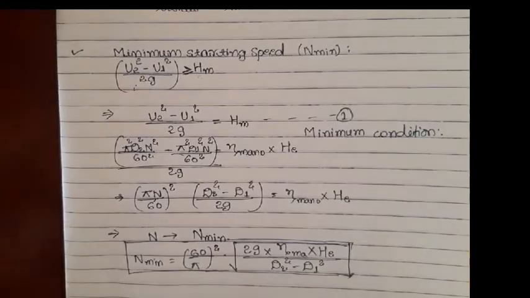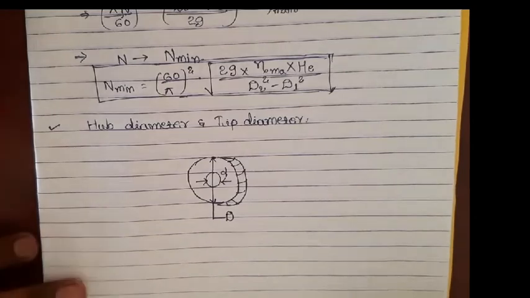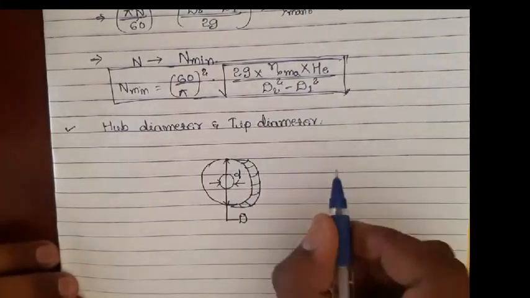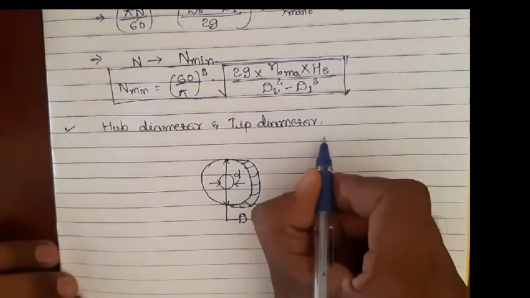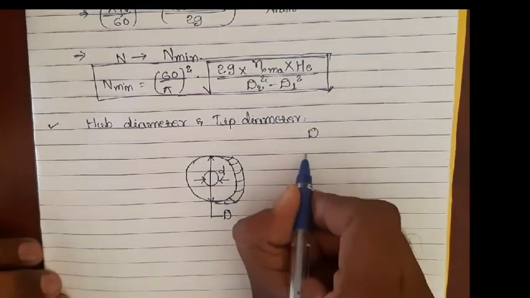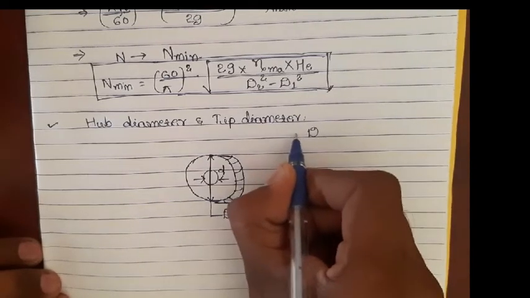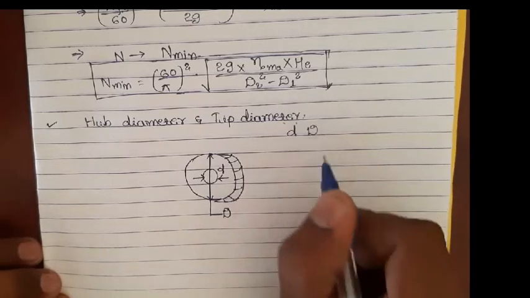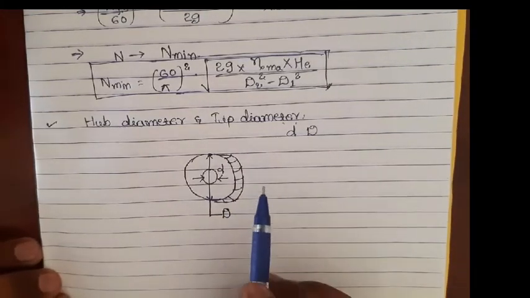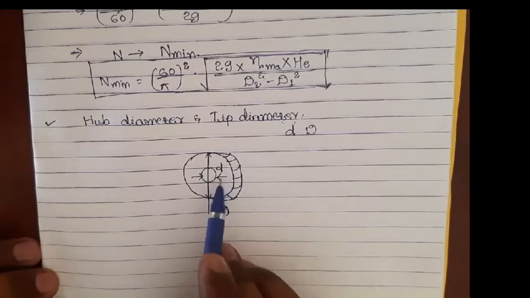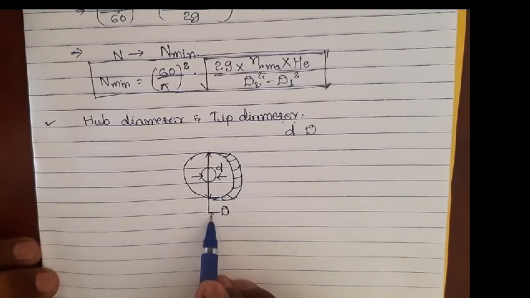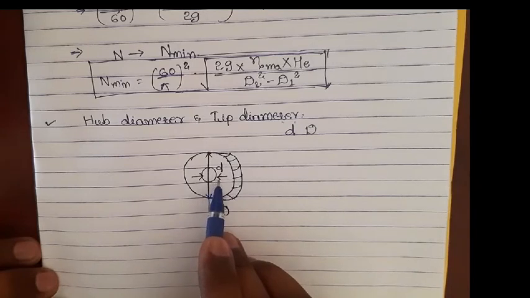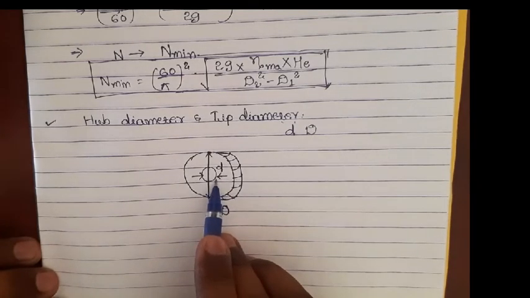the suction. So going to the next concept, which is hub diameter and tip diameter. Basically in the problems you will come across, you need to find out the hub diameter and the tip diameter. So the tip diameter capital D and the hub diameter small d, right? So what are these hub and tip diameters? So basically the tip diameter is the total diameter of the impeller and the hub diameter is the diameter at which it is connected to the shaft, right?